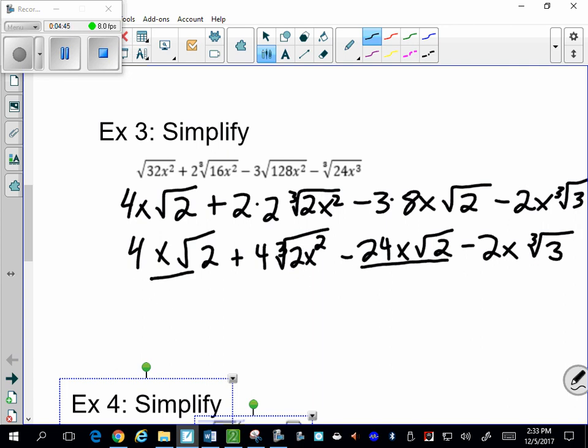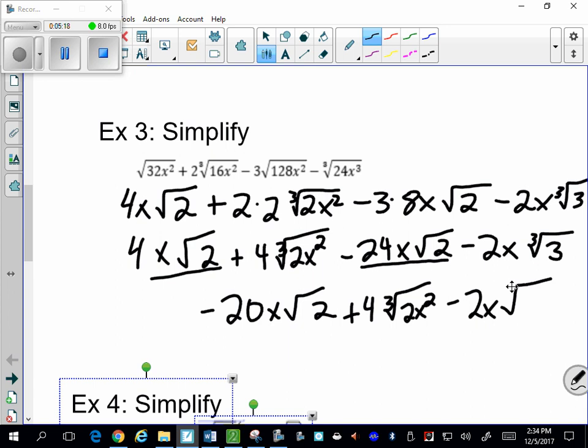So we have 4x square root of 2 minus 24x square root of 2. That is a negative 20x square root of 2. Then we have 4 cube root of 2x squared and 2x cubed root of 3. Those are not like terms, so we just write those down. 2x cubed root of 3. And that's it.